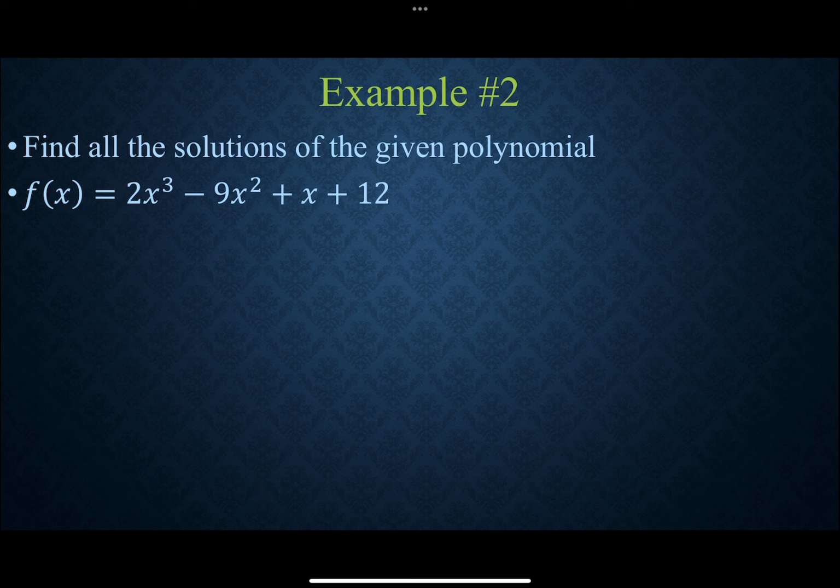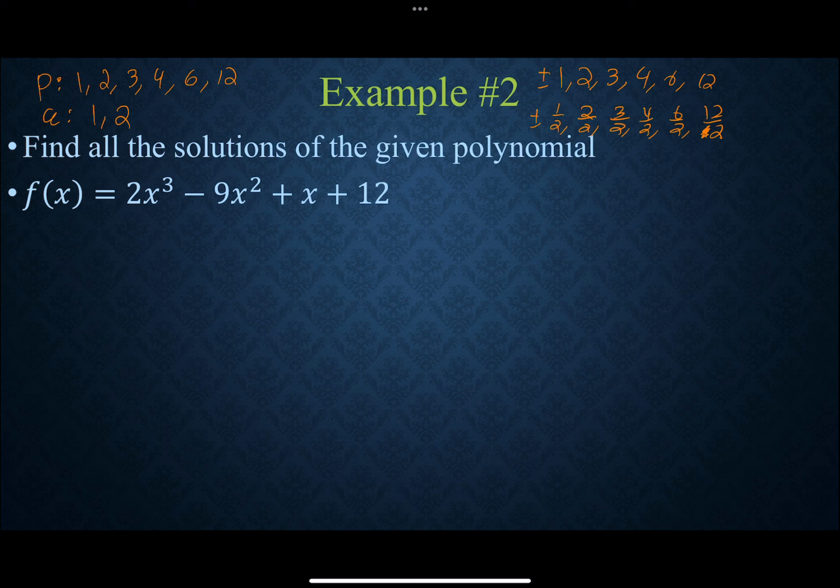Now for this one, we'll notice there's a value of 2 in front of the x cubed. So when we work through our p's and q's, p would be 1, 2, 3, 4, 6, and 12. Q would be 1 and 2. So all our possibilities would be all the numbers of p divided by 1, so just the original numbers, but also then all of them divided by 2. So we'd have a half, 2 over 2, 3 over 2, 4 over 2, 6 over 2, and 12 over 2.